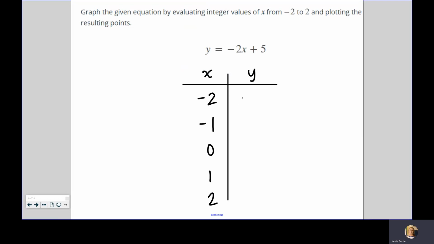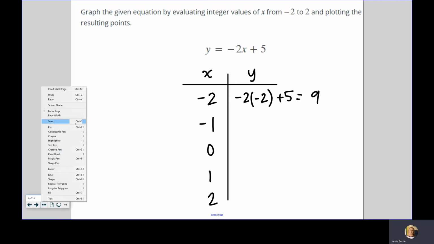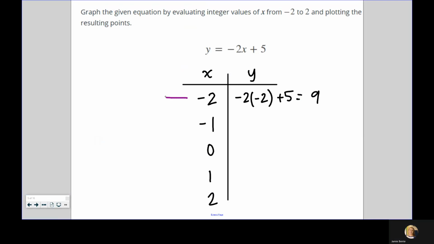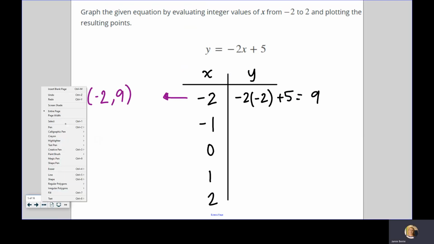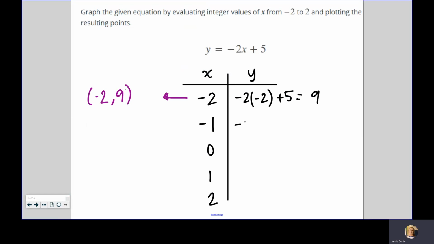And now I'm just going to plug those in. So -2 times, replacing x with -2, is +4, plus 5 would be 9. We're making little ordered pairs here, so that's really what we're doing. This first one is (-2, 9). All right, so let's plug in the next one. -1, plug it into our equation here. -2 times -1 plus 5. So that would be +2 plus 5 is 7.